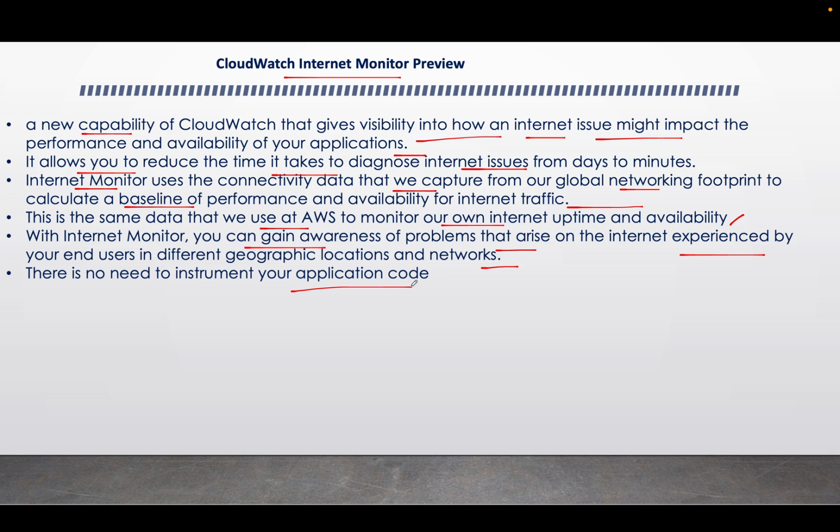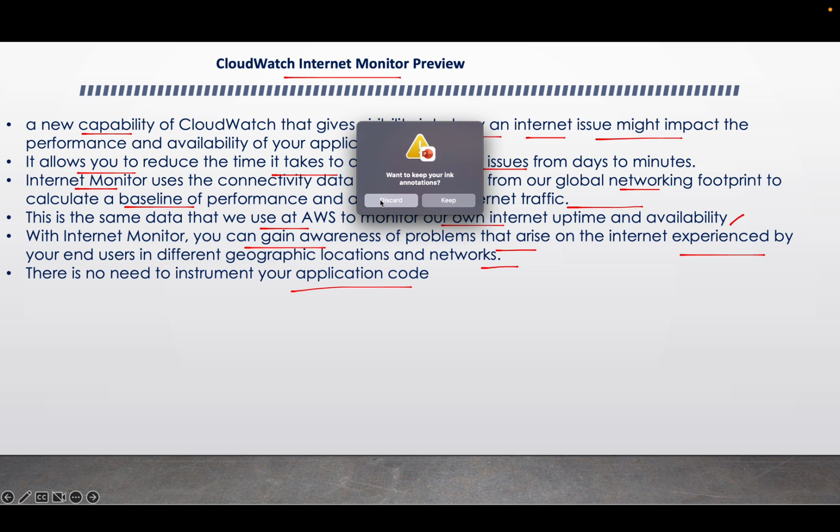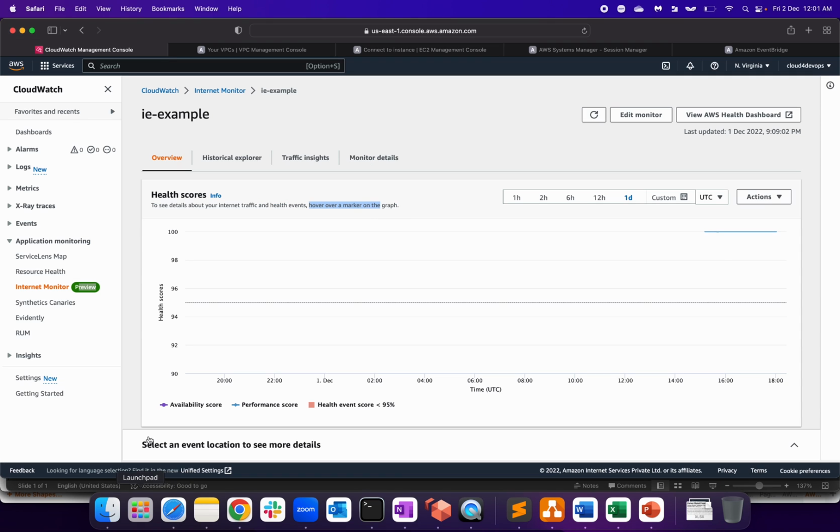Okay, so I hope this clears up what exactly internet monitoring from CloudWatch is providing to us. Again, it's a new service recently launched, so you just have to play around with it and share your experience as well. I'm doing the same. So let me stop the presentation and jump to my AWS Management Console.